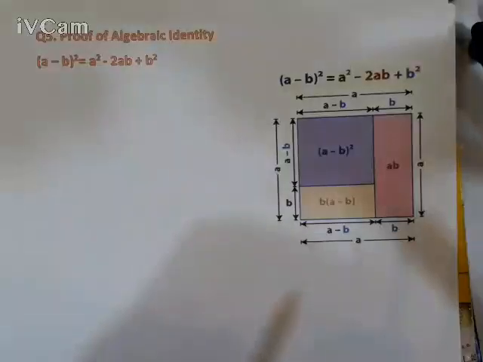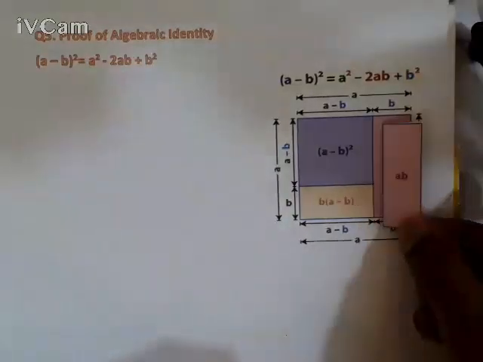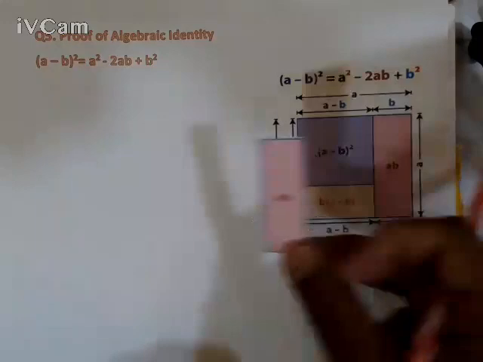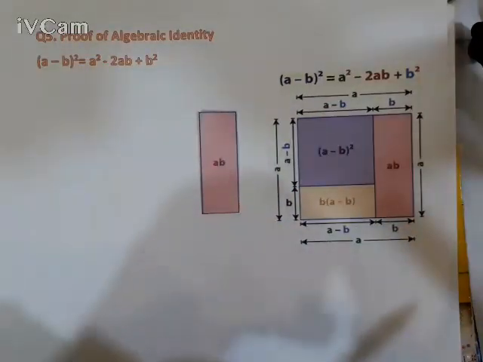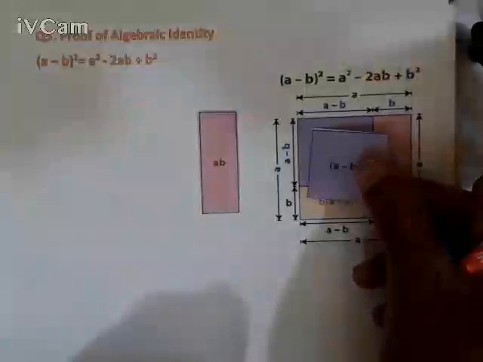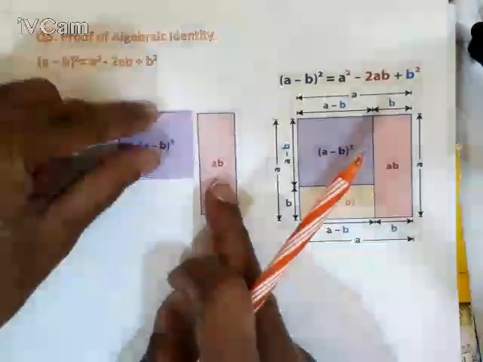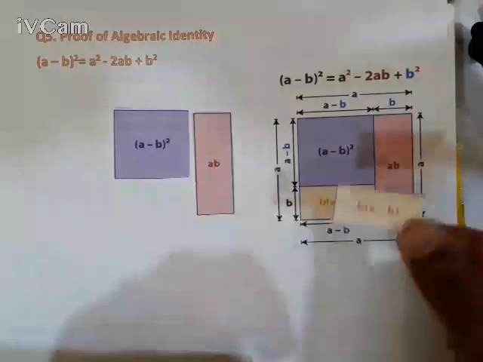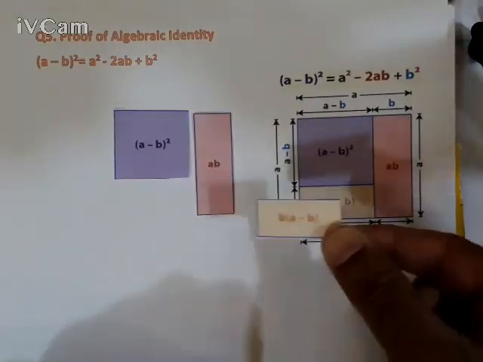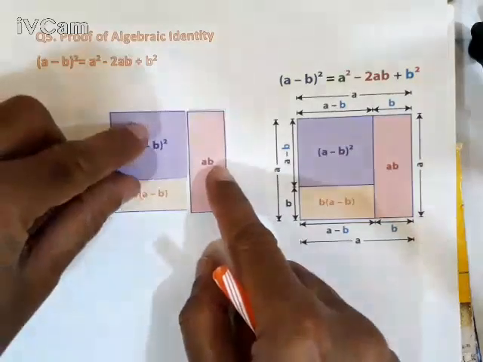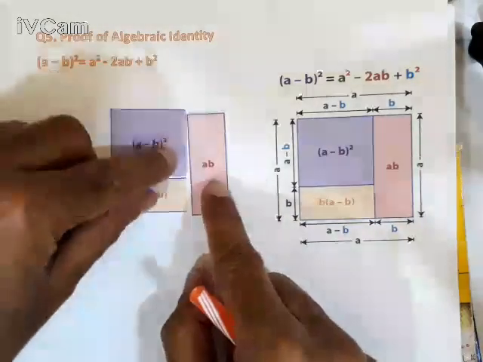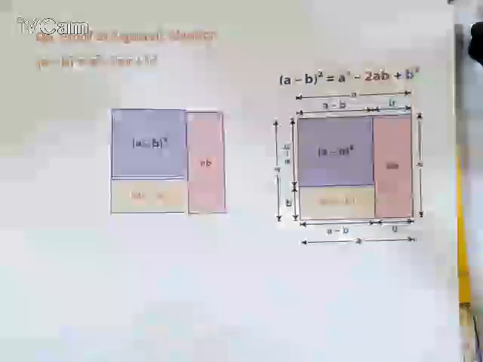Now suppose we cut this side, this is our rectangle, and paste it over here. Second, we cut this square region and paste it over here. And the third one is again the shape of a rectangle, we cut from here and paste it over here. So when we join together, this will make again a square.